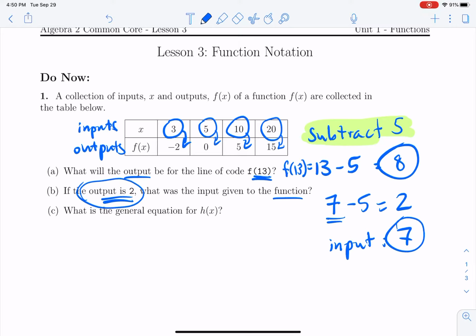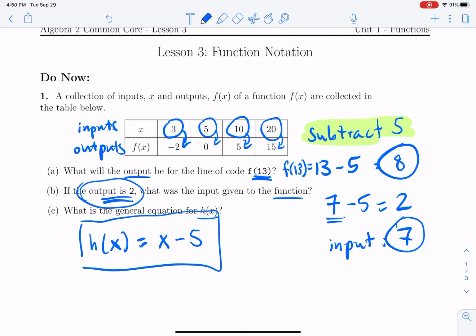Okay, part C, what is the general equation for h of x? Okay, our general equation is our function written in terms of x, so h of x equals whatever our input is, so whatever x is, minus 5. And that's the general equation for that function.